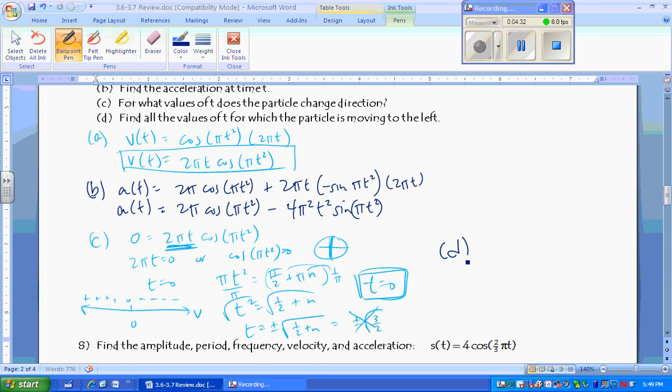For part D, we really just have to look at what we just did in part C. We're trying to figure out when the particle is moving left. That's when velocity is negative. So that would be from 0 to infinity, but no, we're just going from -1 to 1. So it's from 0 to 1.